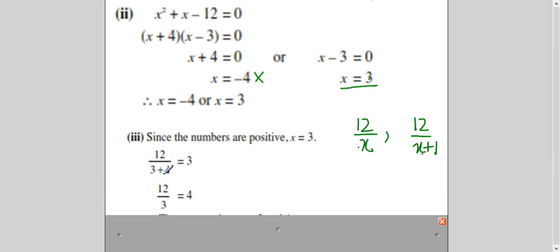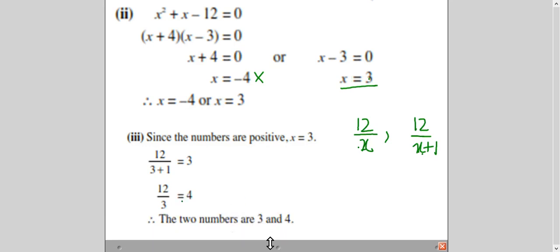See, if I put it here, 3 plus 1 is 4. So the answer is coming 3. If I put it here, the answer is coming 4. So my one number is 4 and my other number is 3.